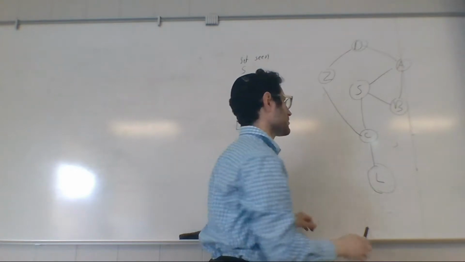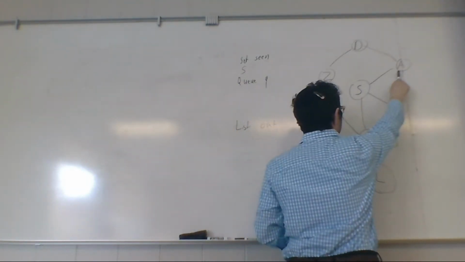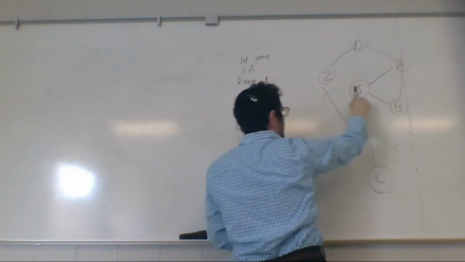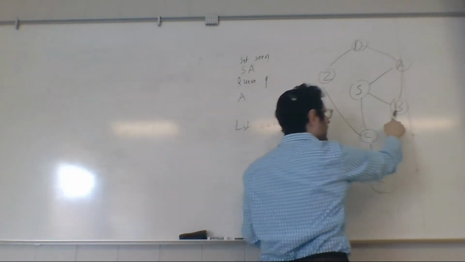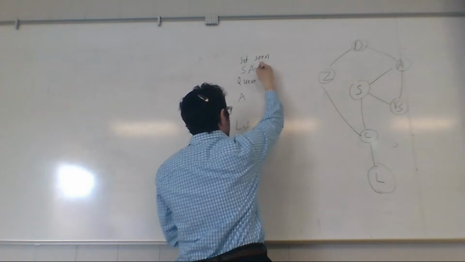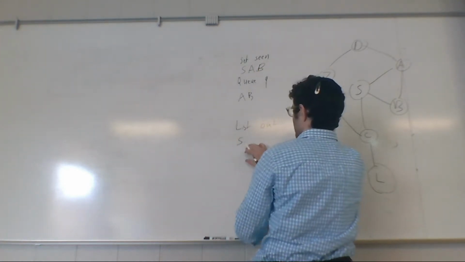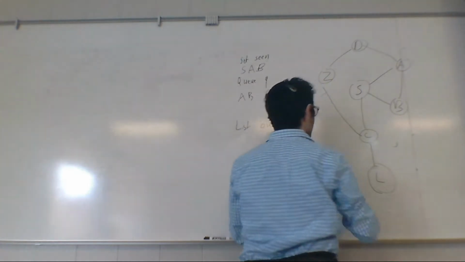my seen set. So I look at this guy. Have I seen him yet? No, I have not. Add him to seen, add him to my queue. Have I seen this guy yet? No, I have not. Add him to my seen set, add him to my queue. Oh, and I forgot, I'll do that at the end.